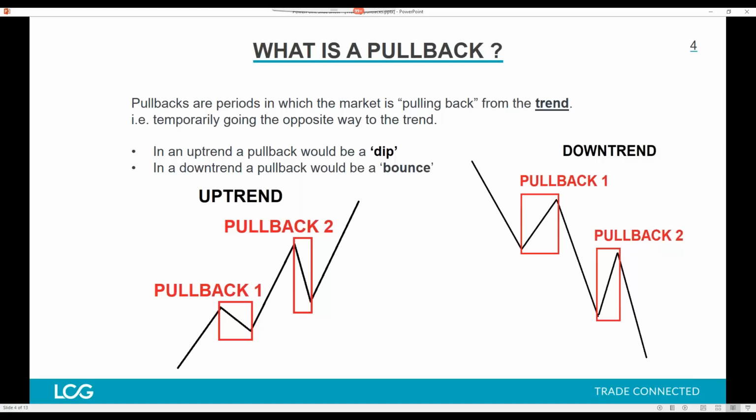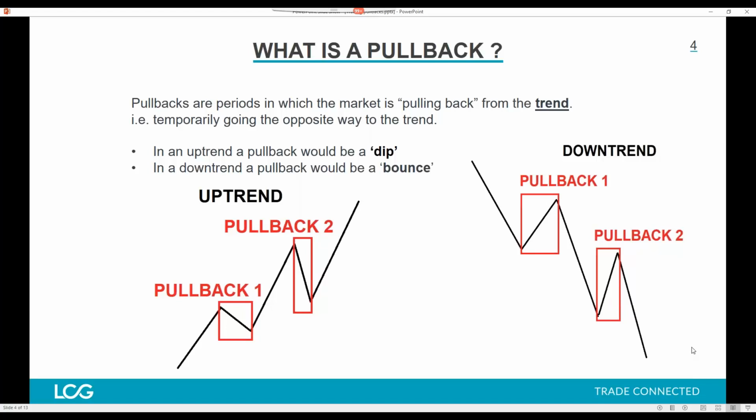Just to explain it another way, there's a pullback taking place when the market is temporarily going the opposite way to the trend. So obviously in these two examples here, I've got an uptrend. These two pullbacks, pullback 1, pullback 2, are dips, right? The market's dipped and then rallies again, dips, rallies again. In the downtrend, it's trending downwards. You get a pullback 1, which is a bounce. And then the market drops again, you get another bounce, and you sell it.